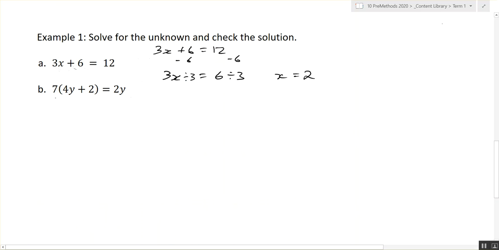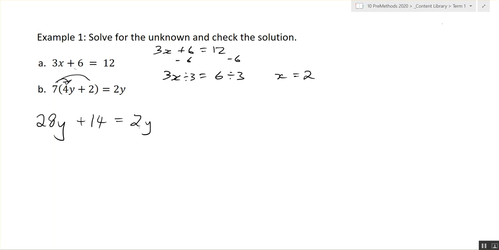What's in between the 7 and the bracket at the moment? A multiplication, an invisible multiply. So you could divide 7 on both sides. I think it's easier to do the distributive law. You remember the distributive law? So I'm going to distribute 7 to both of those. 7 times 4 is... 7 times 2. And the right-hand side of the equals, oh my goodness, stays the same. Okay?